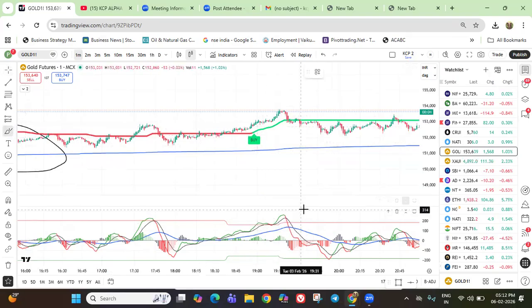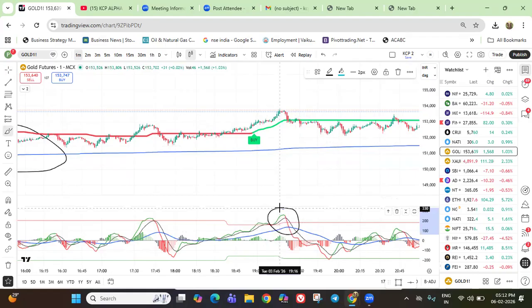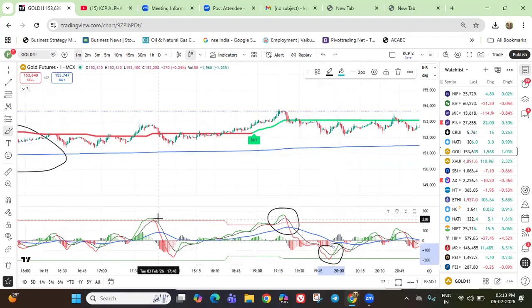Here it is. See in gold today, here it is the overbought situation. Here is the oversold situation. So momentum is giving each and every time, and you can make around say 50 to 100 points very easily.